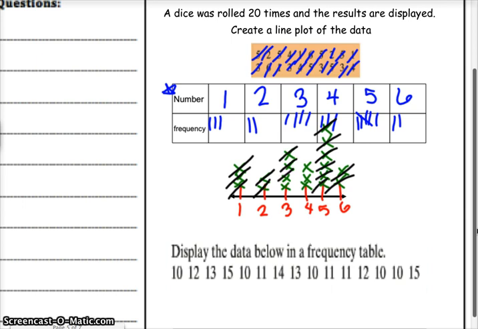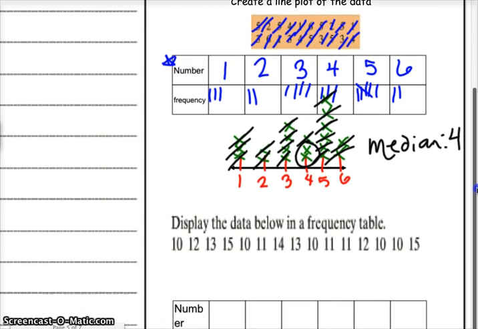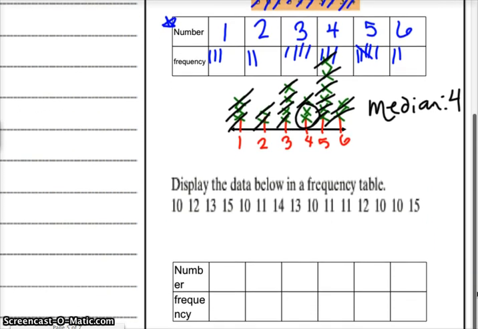You see what I'm doing? And then it looks to me like I have two numbers left, and they're both 4. So 4 plus 4 is 8, divided by 2 is 4. So my median would be 4. So it's easy for me when I get it in a line plot to cross out to get my median. So it's a nice way to quickly organize my data sets in order. Okay, I want you to do the next one.